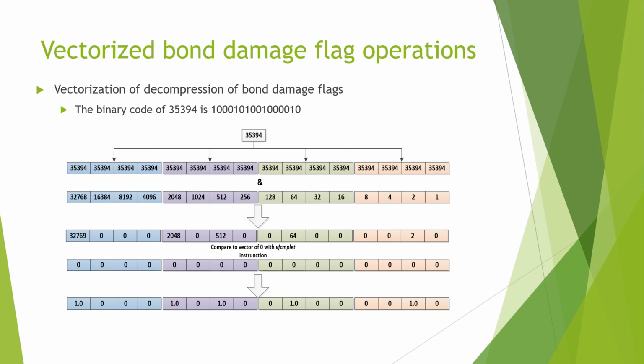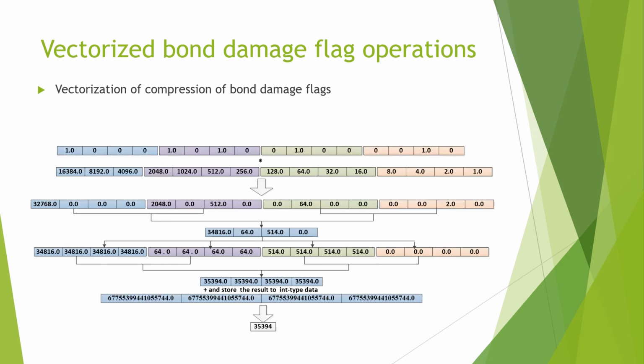When decompressing the flags with vectorization, we first broadcast the integer to 4 256-bit vectors and do an AND operation with the nth power of 2. Then compare the result to 0 with the vectorized comparison instruction, and finally get the 16 double-type bond damage flags.